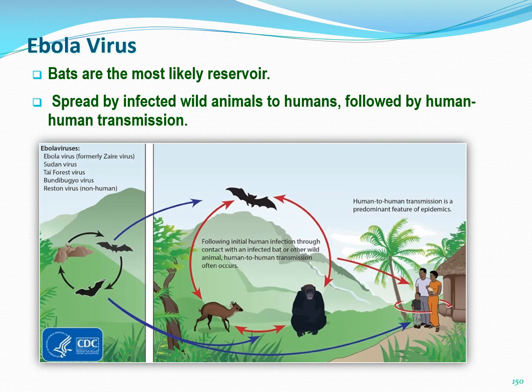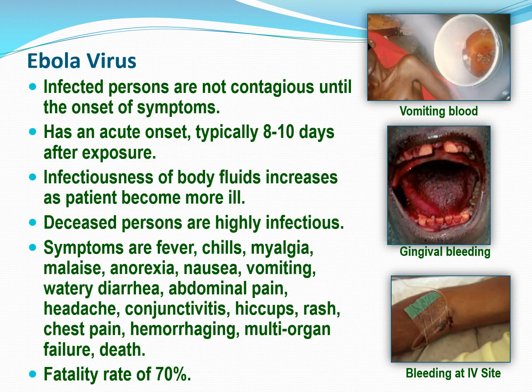Bats are the most likely reservoir, okay? Spread by infected wild animals to humans, followed by human-to-human transmission. So as you can see from this, the bats get it, they give it to other animals, and then from human contact with animals, then we get the disease. Infected persons are not contagious until the onset of symptoms. It has an acute onset, typically 8 to 10 days after exposure.